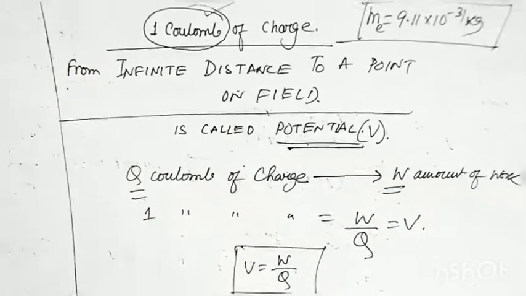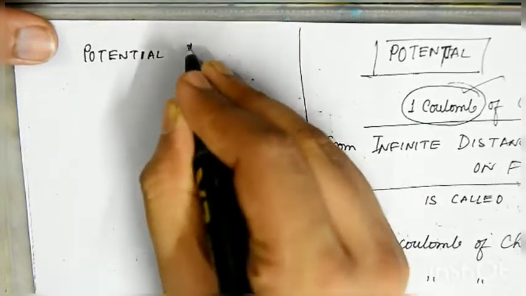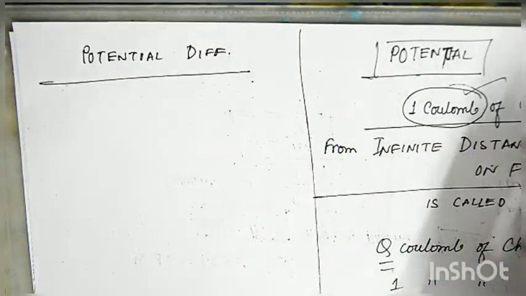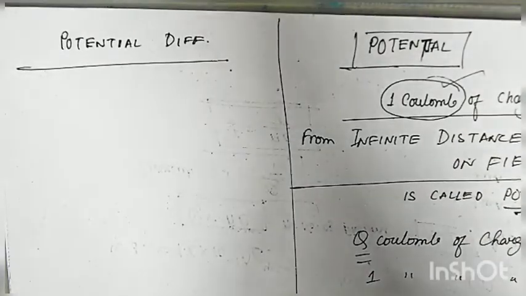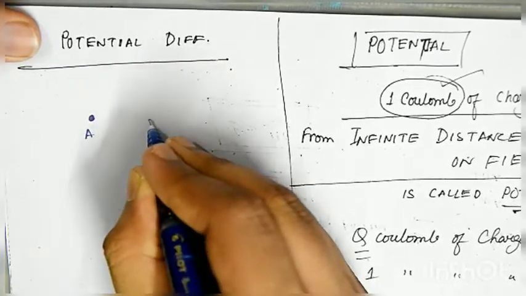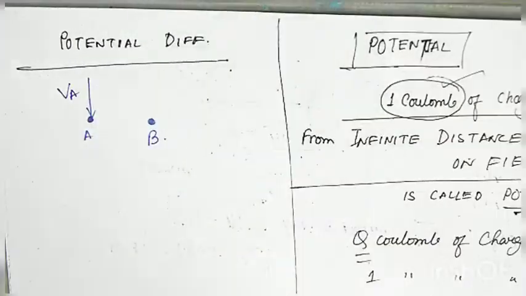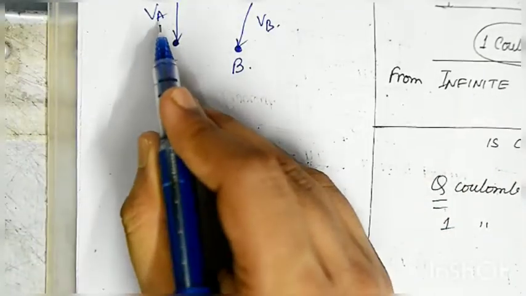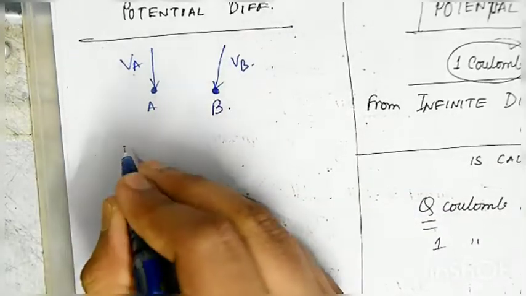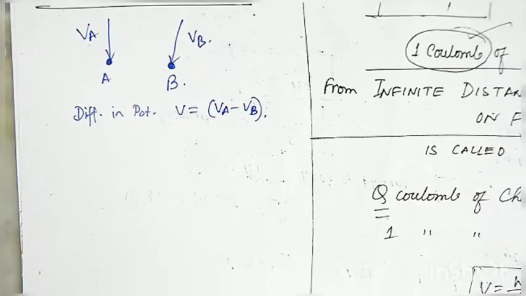Now this is all about potential, but potential and potential difference are two different quantities. So now we will learn what potential difference is. In most of the numericals we will calculate potential difference, not potential. I repeat once again. Now see that in a field there might be 2 points, point A and point B. The potential of point A might be VA and the potential of point B is VB. So the difference in potential is V = VA - VB. I am taking VA as greater, so VA minus VB gives us the potential difference.